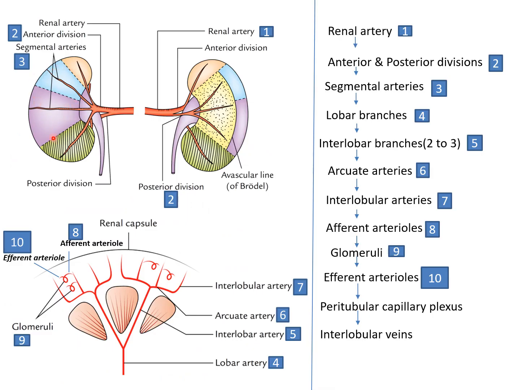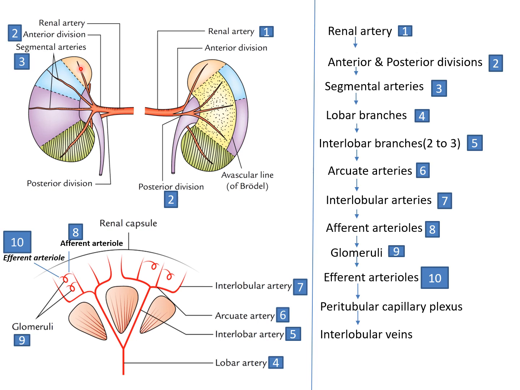This is the anterior aspect of the kidney. This is the posterior aspect of the kidney. The renal artery at or near the hilum divides into an anterior division and a posterior division. This is the anterior division, this is the posterior division. The anterior and posterior divisions in turn divide into segmental arteries. These are called segmental arteries because they supply a particular segment of the kidney.